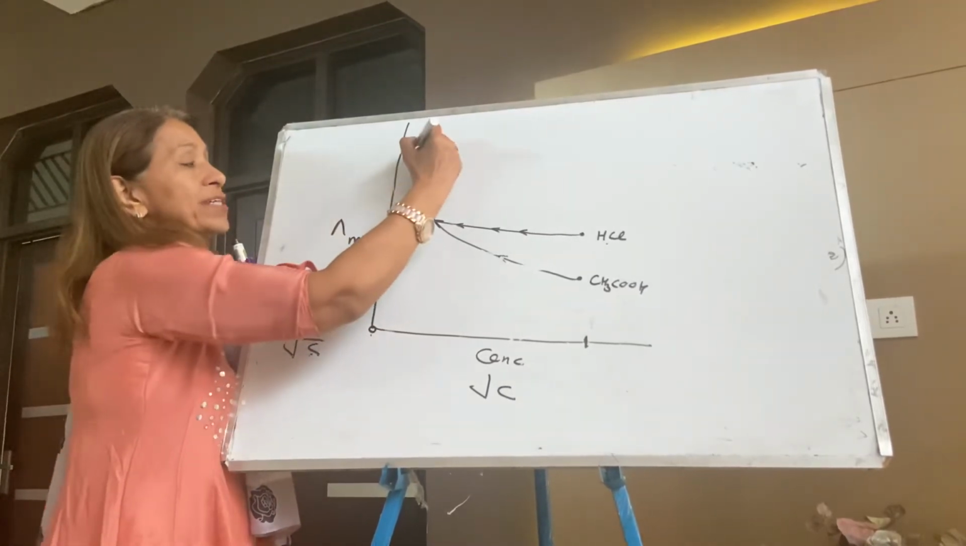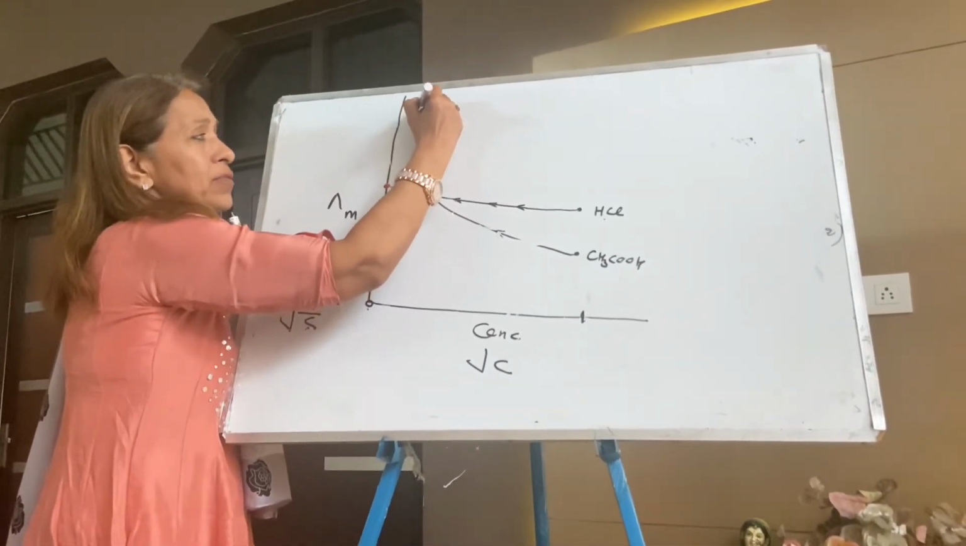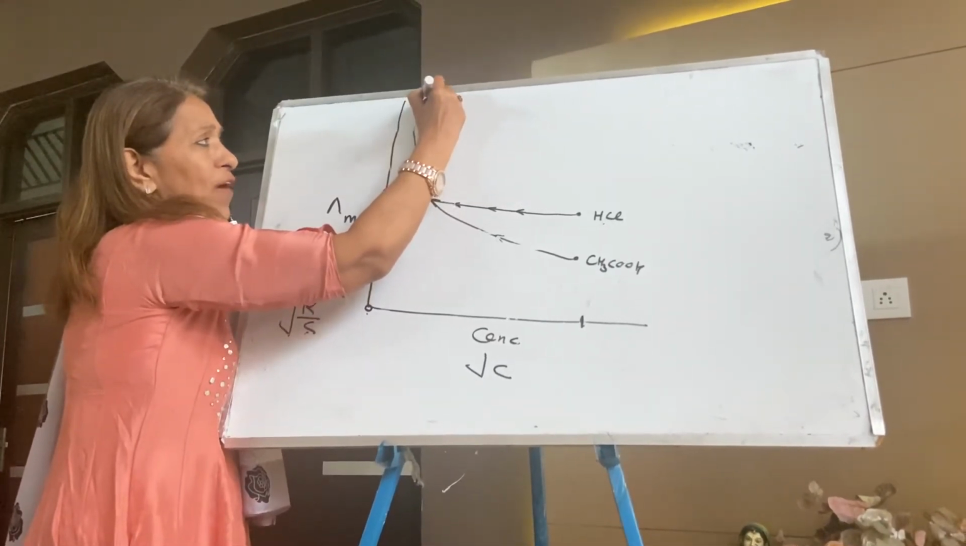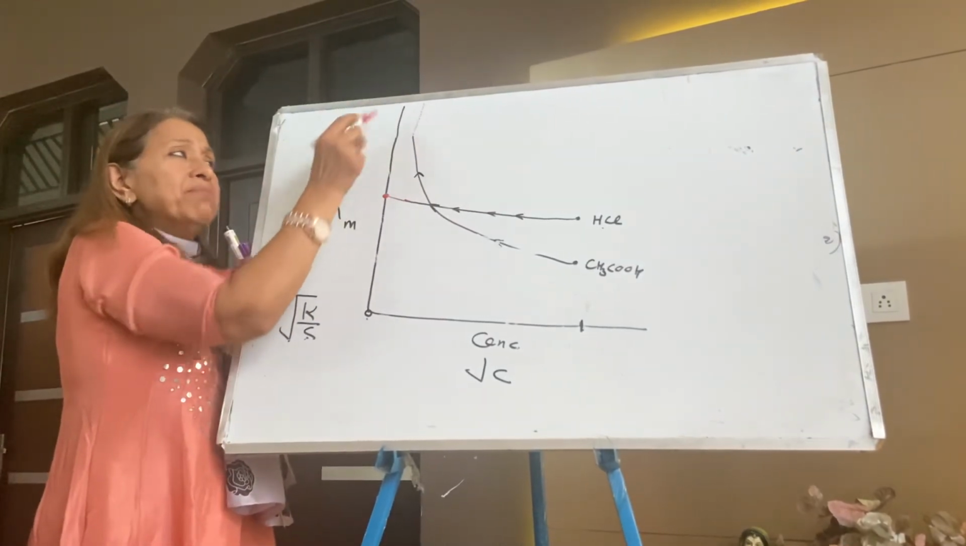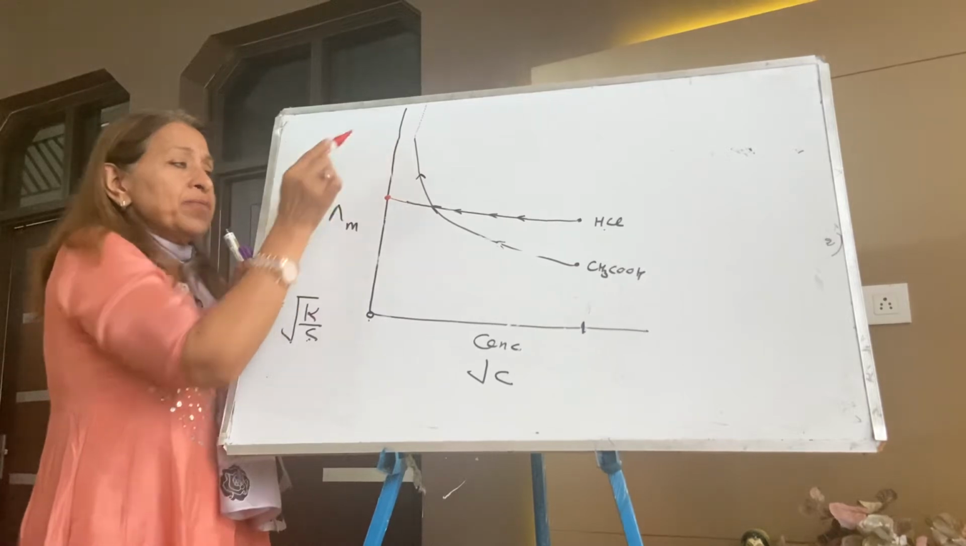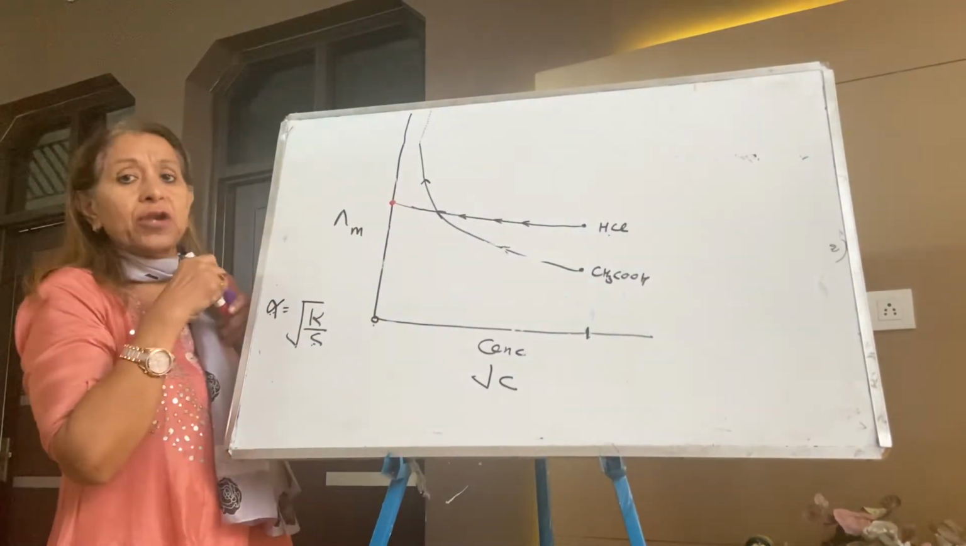But when you extrapolate this graph, please extrapolate along with me. This graph goes parallel to the y-axis. This weak electrolyte, you never meet this y-axis line. This means there is an equation which is not in your syllabus.